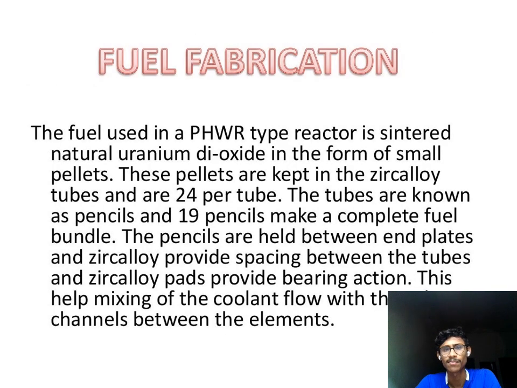Let's understand the term fuel fabrication. The fuel used in a PHWR type reactor is sintered natural uranium dioxide in the form of small pellets. These pellets are kept in zircaloy tubes, with 24 per tube. These tubes are known as pencils, and 19 pencils make a complete fuel bundle. The pencils are held between end plates, and zircaloy pads provide spacing between the tubes and bearing action, which helps mixing of coolant flow with other channels between the elements. This creates fuel fabrication.